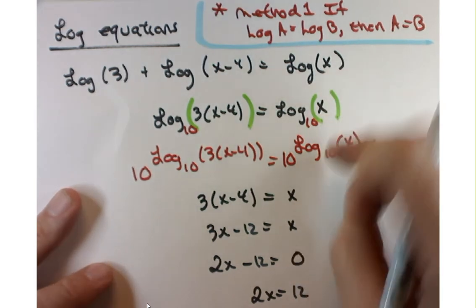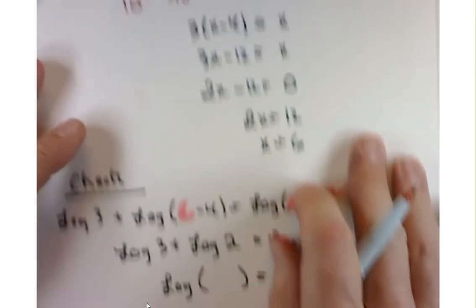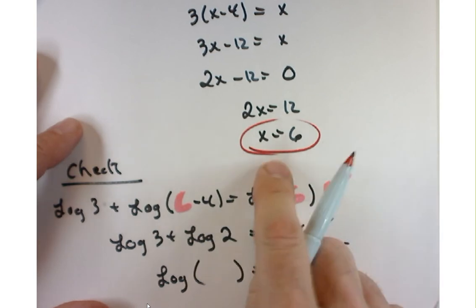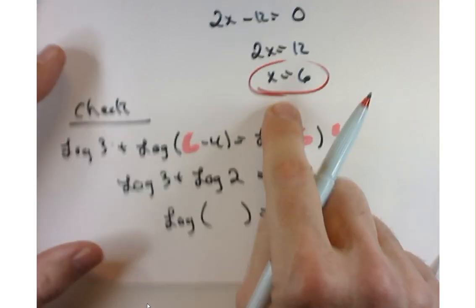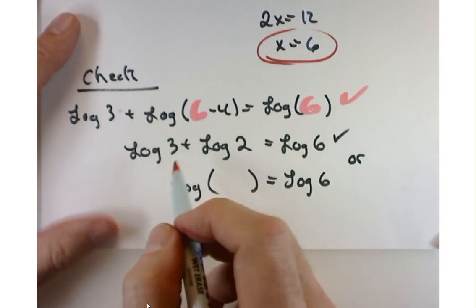Unless you're really confident, just go from here to here and solve. Make sure that at the end, you check your answer. That means plugging it back into the original problem. Now, you don't necessarily have to go this far.